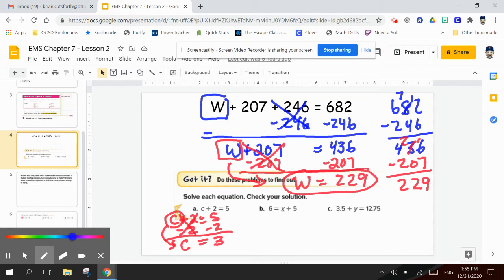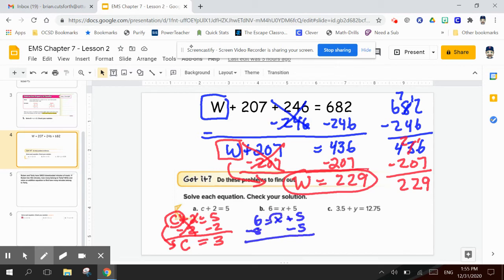Let's look at 6 equals x plus 5. Again, to solve an addition equation, I have to do the opposite, which is subtract. So I'm going to subtract 5 from both sides. This gives me my variable by itself. 5 minus 5 is 0. All that's left is x. 6 minus 5 is 1. And if I put the value up here, 1 plus 5 is 6, so I know that's correct.